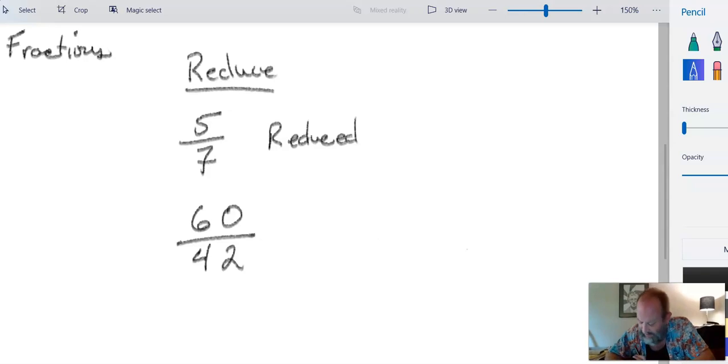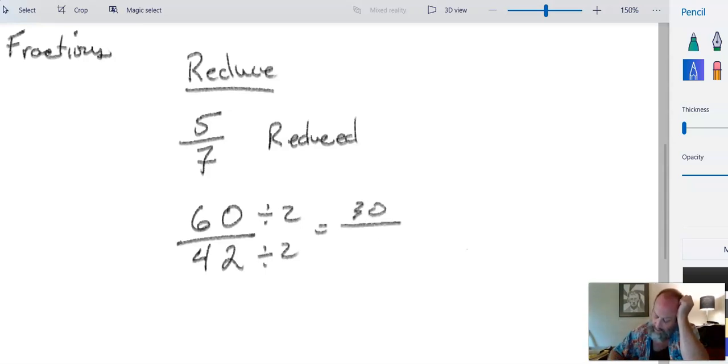Now let's see what we can get out of this. Looking at this, once again, I do see that they are both even. And so I'm going to divide by 2. So that's going to give me 30. And if I divide 42 by 2, that gives me 21. Okay, so I go to use my 2 trick again, and it turns out they're not both even. So 2 goes into the numerator, but not the denominator.